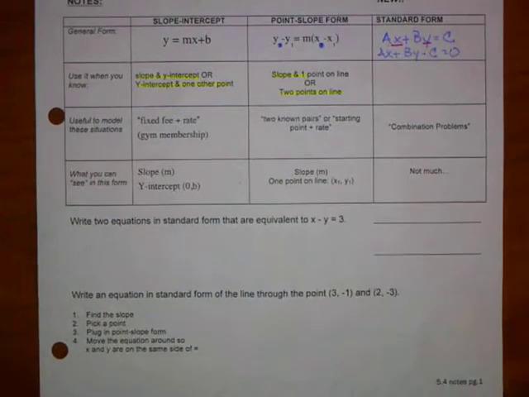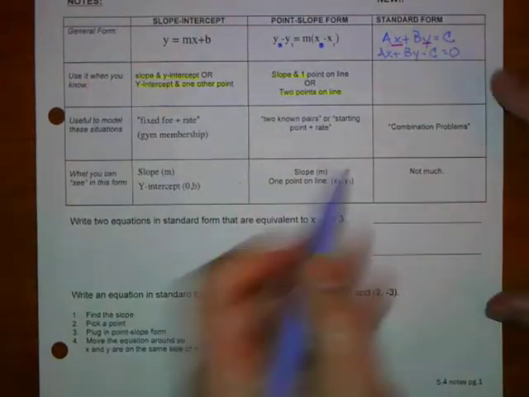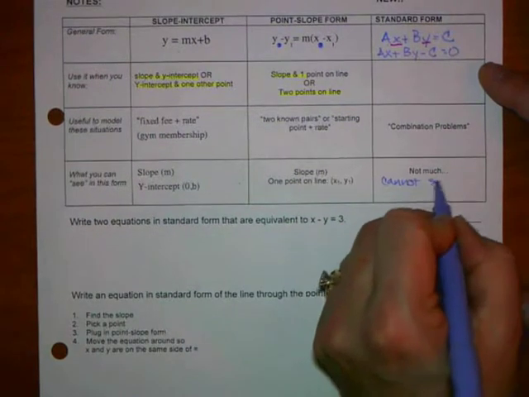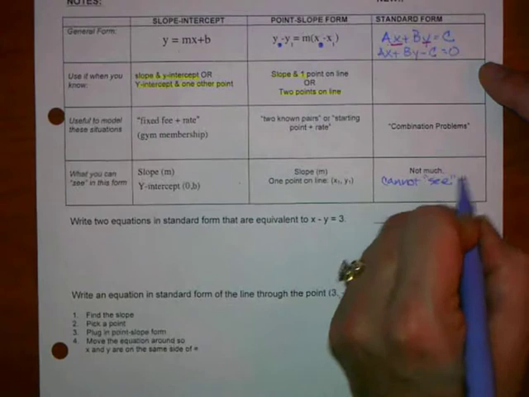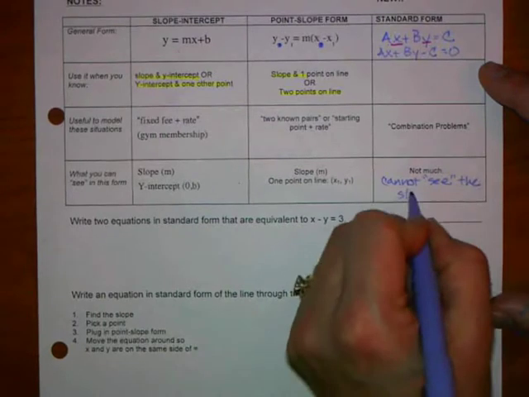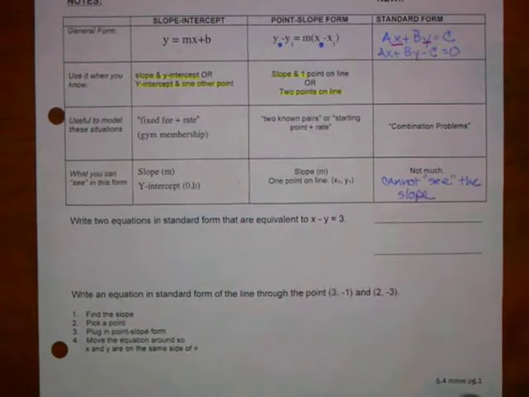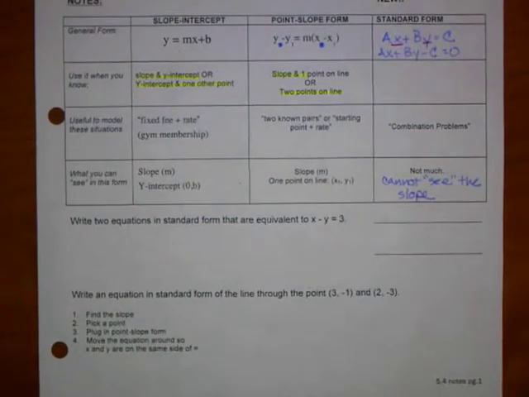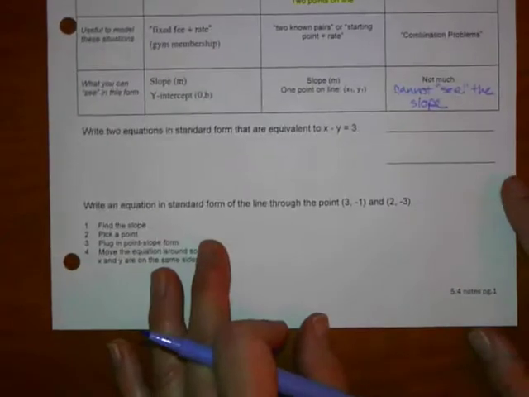You cannot, and this is a common mistake, you cannot see the slope when it's in standard form. Please don't try and pull out the slope when it's in standard form. You've got to put it into y equals mx plus b or point-slope form. Okay? All right, let's practice a little bit of standard form.